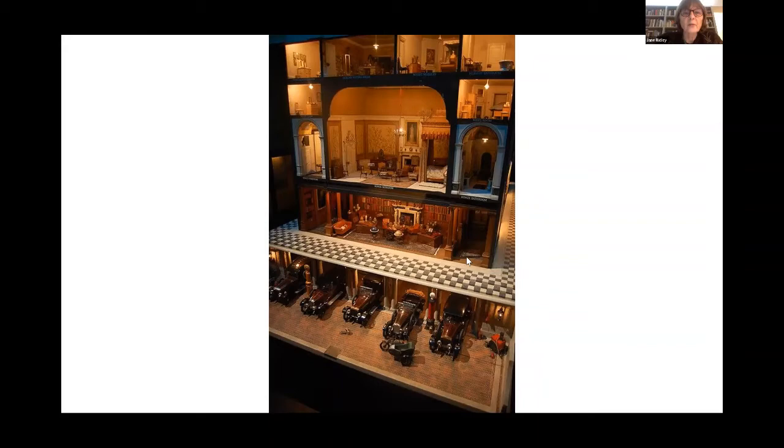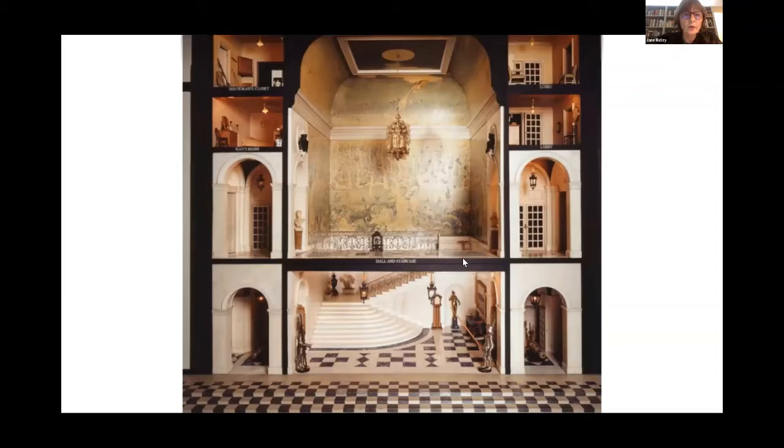And this is the great hall with an amazing marble staircase and an extraordinary wall painting of Adam and Eve being cast out from the Garden of Eden, painted by William Nicholson.